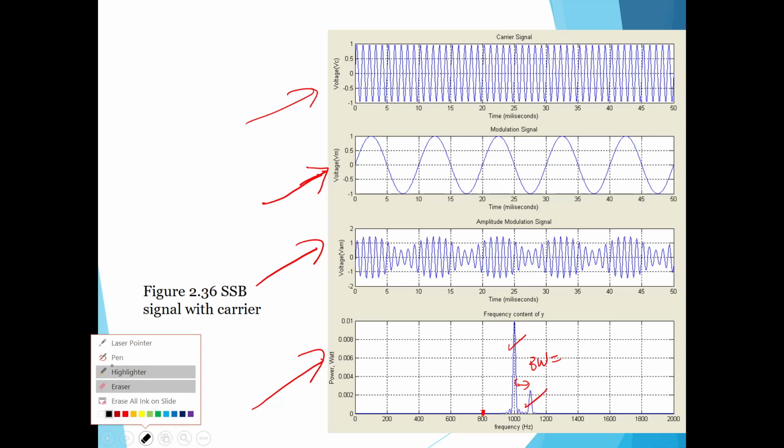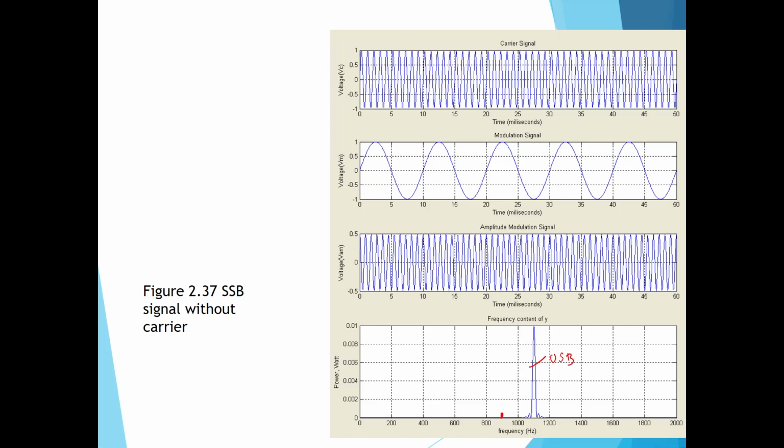Okay. So this is a single sideband without carrier. So this is using the upper sideband. Okay, this is a USB. Okay, there's no carrier, there's no lower sideband in this case. So this is FC, this is the LSB. Okay. So you see that from here we only have single sideband without carrier.